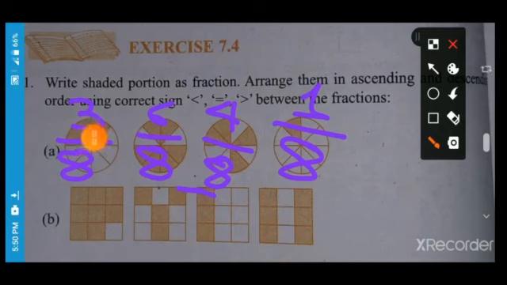Now in all these fractions, 3 upon 8, 6 upon 8, 4 upon 8 and 1 upon 8, the denominator is the same, that is 8, and the numerators are different: 1, 4, 6 and 3. Now we are going to arrange them in ascending and descending order using the signs less than, equal to or greater than between the fractions.